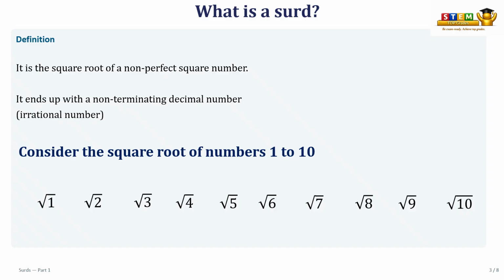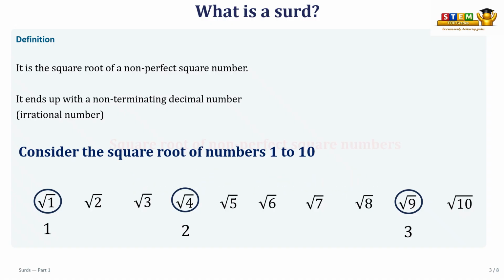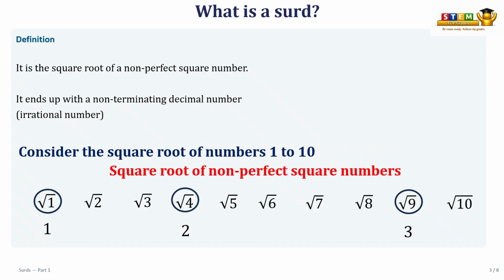Here we go. Now of those square roots, some of them will give us whole numbers. And these are the ones from the square root of perfect square numbers. 1, 4, and 9 in our case. So these give us whole numbers, that is, integers.